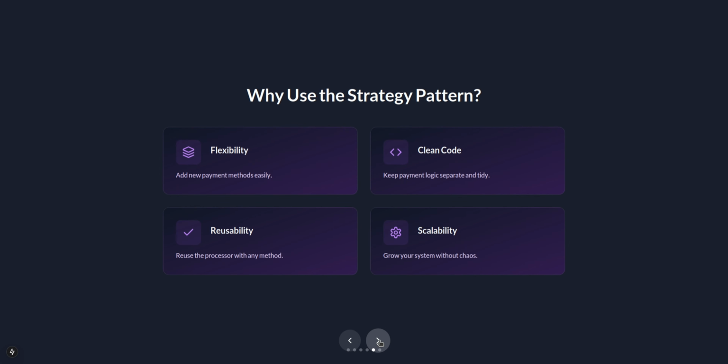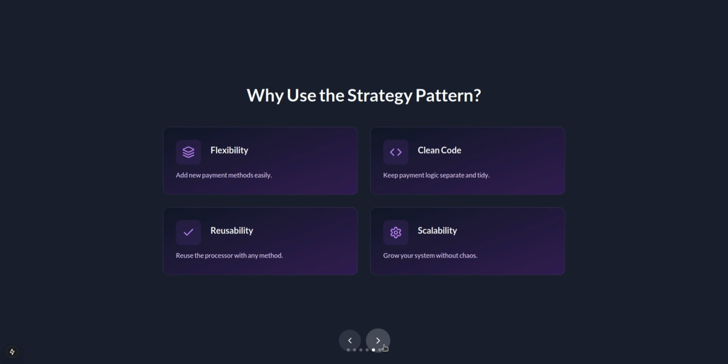So why do we use it? Why do we use the strategy pattern? There are some main reasons to use this pattern. The first one is flexibility. Adding a new payment method like bank transfer is easy. Just create a new strategy class and pass it to the payment processor. Clean code. Each payment type is in its own place, so your code stays organized. Reusability. The payment processor works with any payment strategy you create.